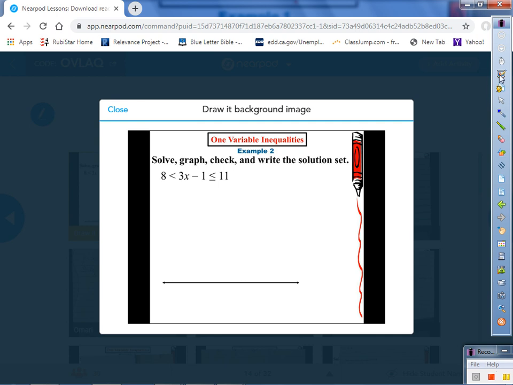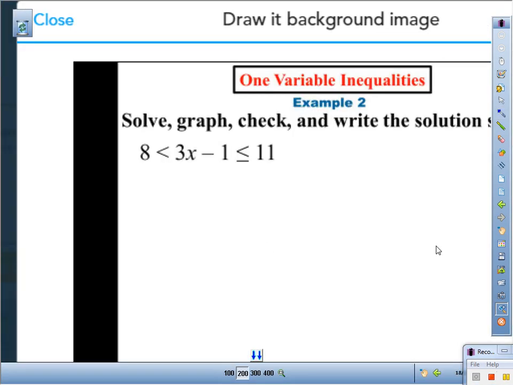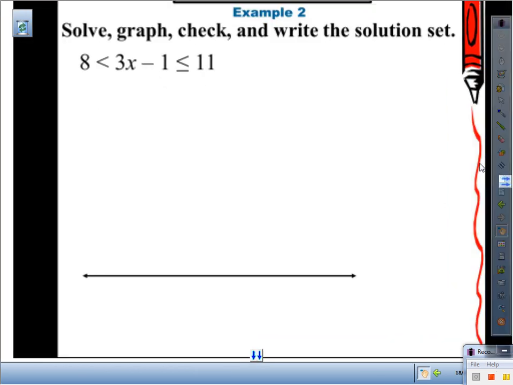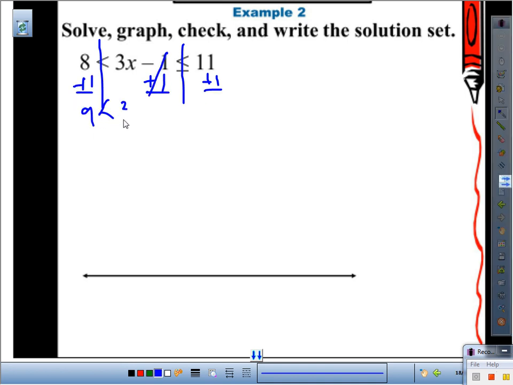Here it goes. Focus, please. All right. So line down, line down. To leave x by itself, we have multiplication and subtraction. So I add 1, add 1, add 1. This becomes 9 less than 3x less than or equal to 12. What's my last step? Divide by 3, divide by 3, divide by 3. This is 3 less than x, because this is a giant 1, less than or equal to 4.